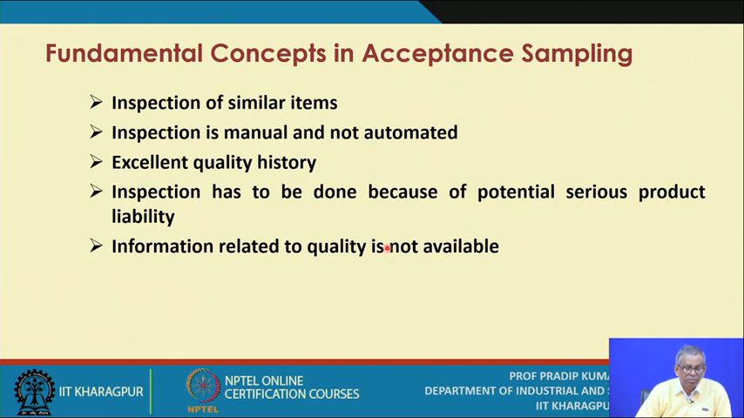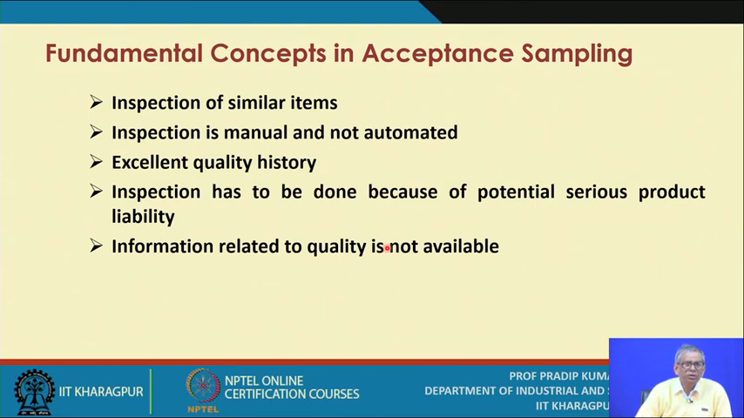So when the inspection is manual, and the production rate is very high, that means per unit of time you need to inspect a large number of items. Will you prefer 100% inspection? If the inspection is manual, there is a chance of human error, and the data you get may not be reliable.